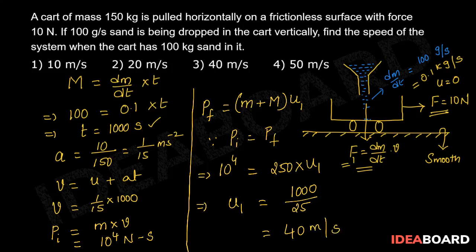Therefore the speed of the system when the cart has 100 kg of sand in it is 40 meter per second. So the correct option is 3.